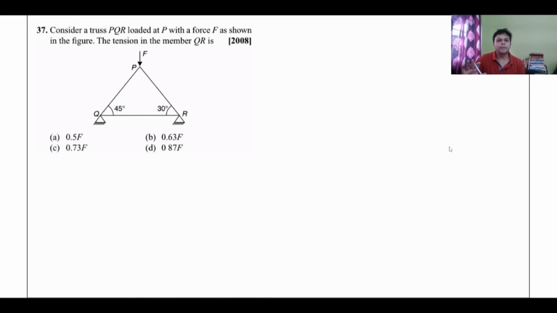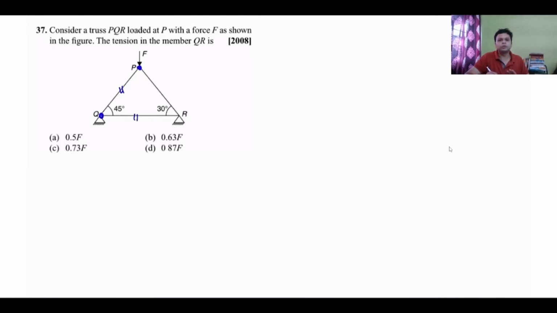Question number 37. Consider a truss PQR loaded at point P with a force F as shown in the figure. The tension in the member QR is. Okay. So this question, a similar kind of question has been asked multiple number of times. So we have to use method of joints. There is no other way. So the procedure will be to consider the equilibrium of point P, find out what is the force in member PQ, then consider the equilibrium of point Q and find out what is the force in member QR. So this is the only procedure possible.